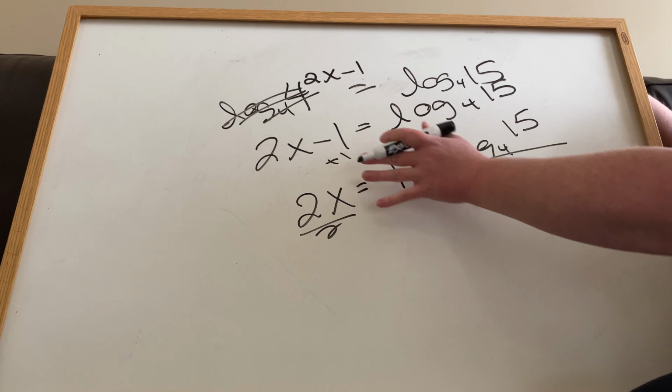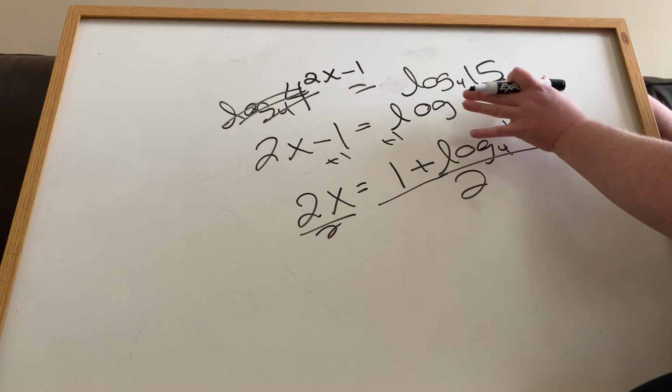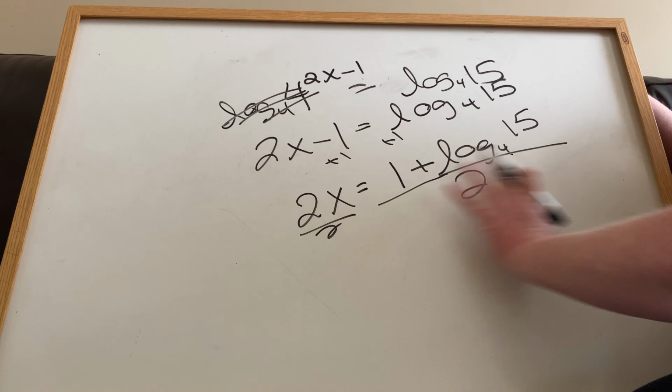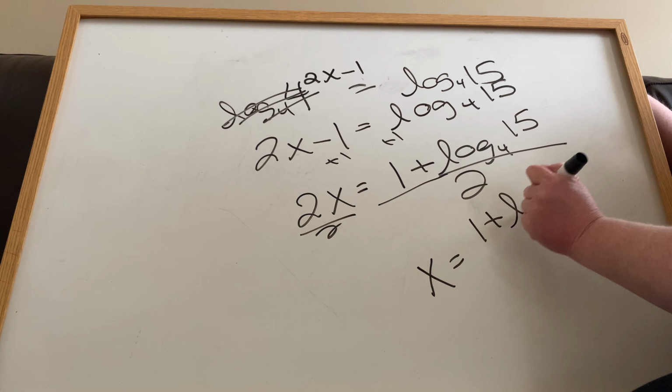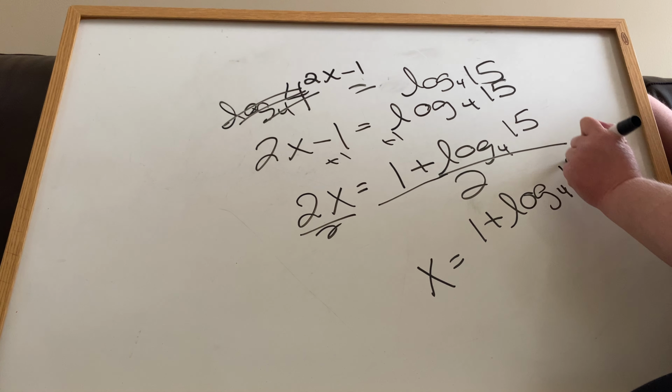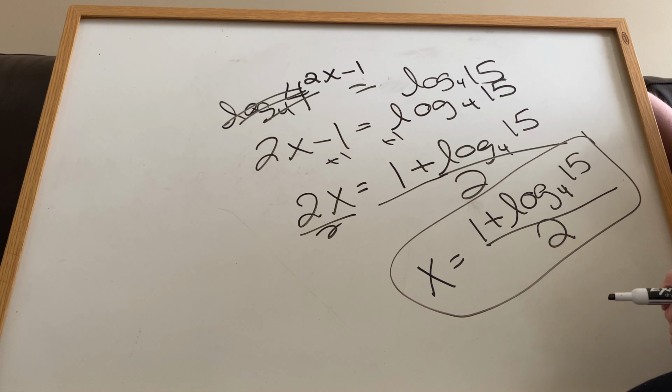Same thing with the simplifying. If the 1 hadn't been there and if 15 had actually divided by 2, you can't do that, because this is its own little unit. You just need to leave them completely separate. So then your answer is just going to be 1 plus log base 4 of 15, all over 2. And then that is what it should look like, okay?